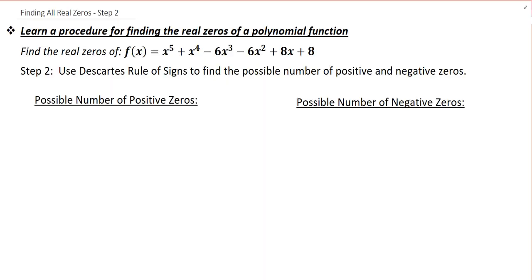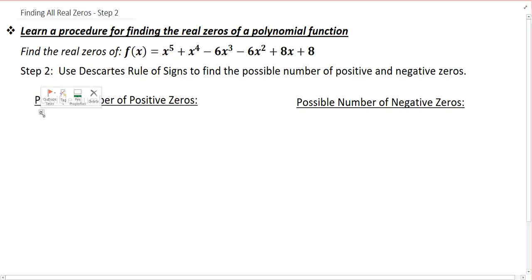So in step 2 of finding the real zeros of a polynomial function, we're going to find the possible number of positive zeros and also the possible number of negative zeros. And we use Descartes' rule of signs in order to do this. To walk us through Descartes' rule of signs, we're going to start off with the case where we're trying to determine the possible number of positive zeros. For this, we're going to look at our original function f of x.